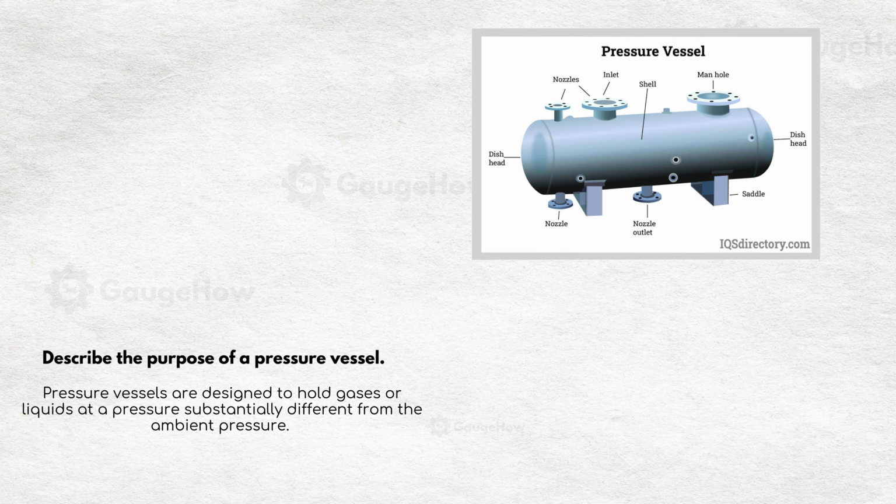Now the next question, describe the purpose of a pressure vessel. Pressure vessels are designed to hold gases or liquids at a pressure substantially different from the ambient pressure. They are used in various industries for storing and transporting compressed gases and liquids.